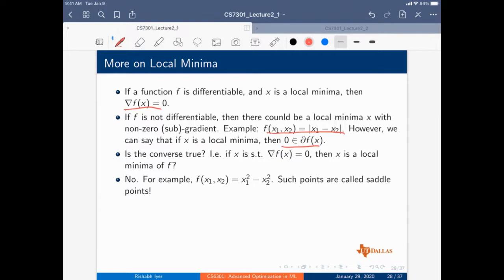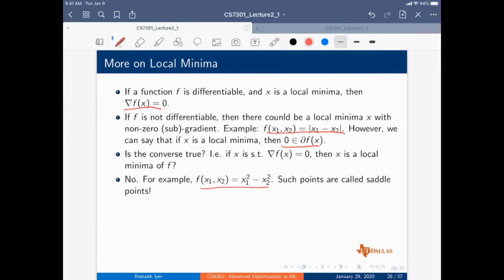So is the converse true? Just because the gradient of f at x is equal to 0, is it a local minima? It turns out no. There could be points which have 0 gradients, but they are not actually local minima, and such points are called saddle points.